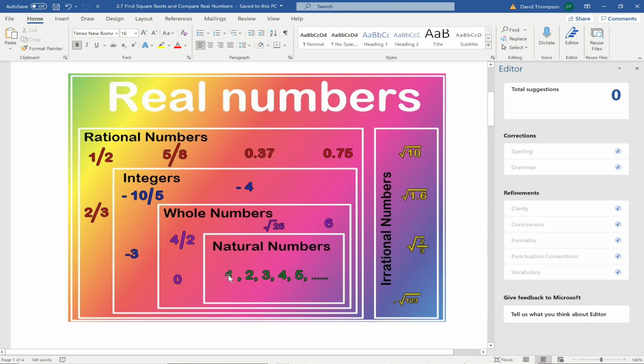And our natural numbers, 1, 2, 3, 4, 5. So they're like your counting numbers. And then you have your irrational numbers, square root of 10, which 10 is not a perfect square. Square root of 1.6, square root of 2/3, and negative square root of 123. So there are some examples of real numbers in the rational number system and the irrational number system.